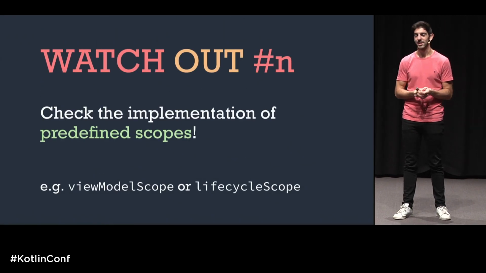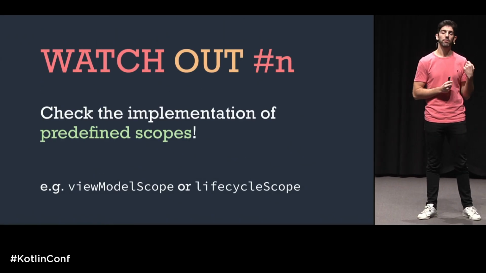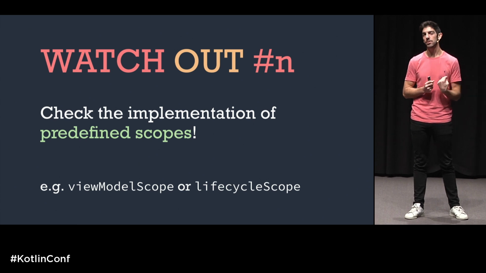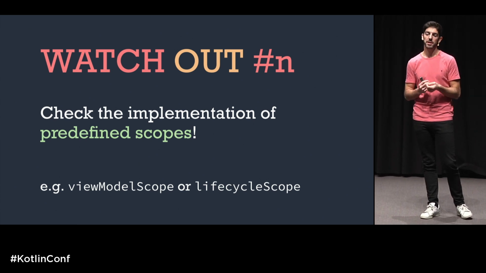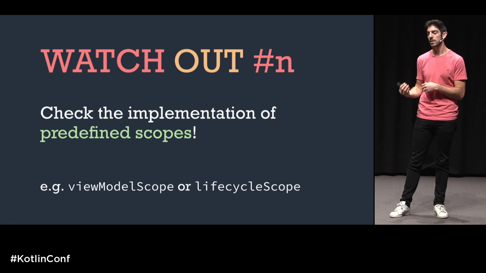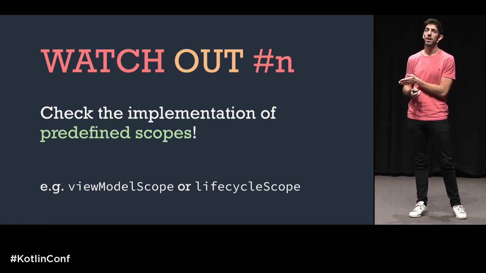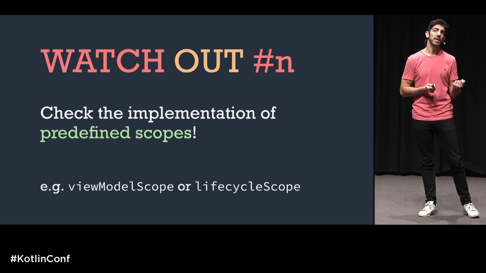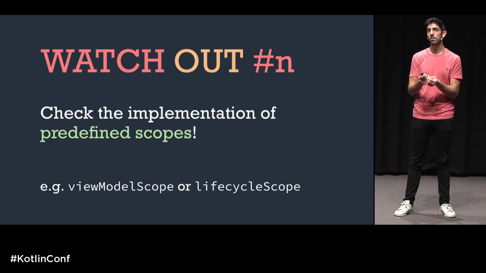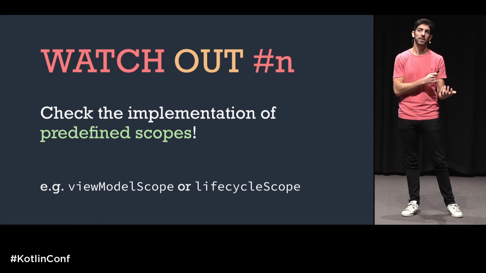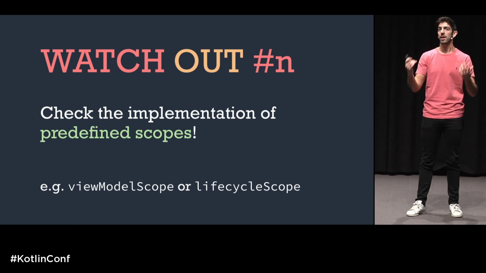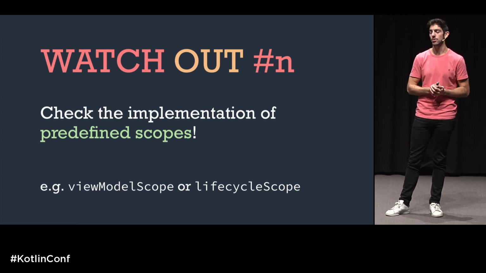Another watch out: check the implementation of predefined scopes. Florina showed before that in Android we have the view model scope or lifecycle scope, but if you're using any other external library, they could define their own scopes. Watch out for that, because the scopes and the jobs that a scope is configured with are going to affect the way cancellation and exceptions work.